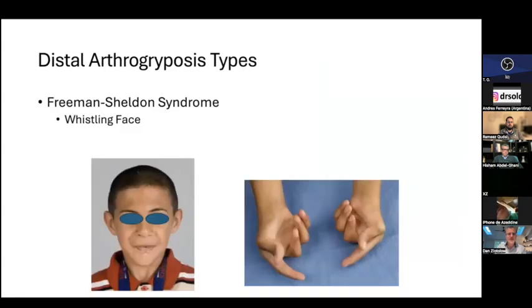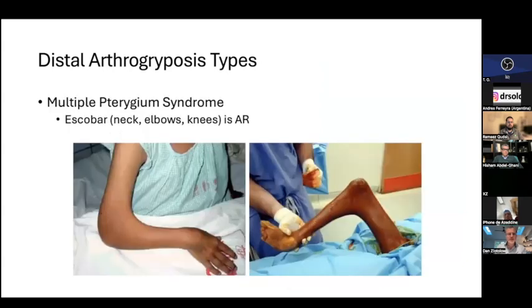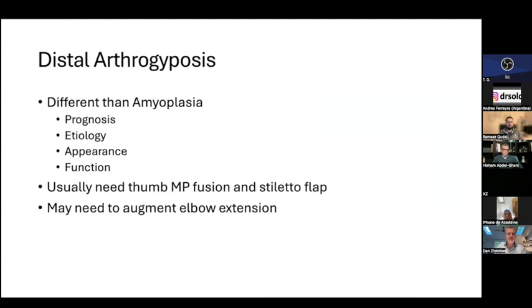Here's Freeman-Sheldon syndrome, or whistling face. Here's Beals syndrome with these crinkly ears and camptodactyly. Here's multiple pterygium syndrome, or Escobar, where you get flexion contractures at the elbow. And then there are these other 300 types which result in contractures, so we're not going to talk about all of those.